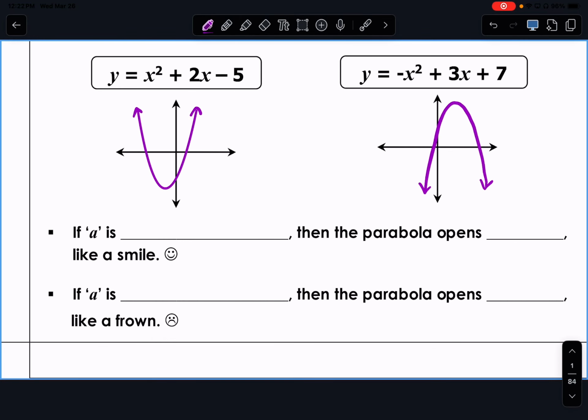All right. Now, if A, the number in front of x squared, is positive, if A is positive, the parabola opens up like a smile. Like the half circle, the protractor. I forgot what it was called, so I drew it on the whiteboard.